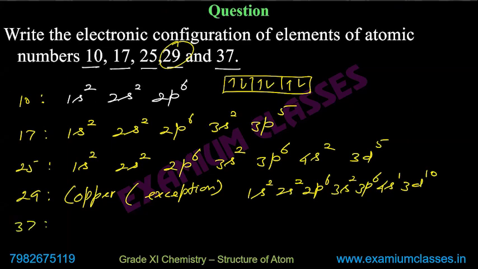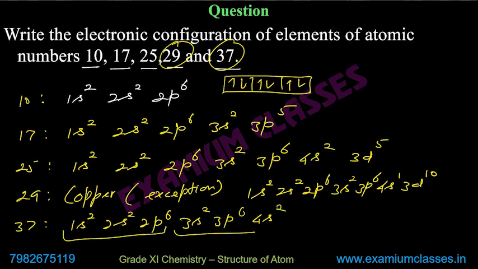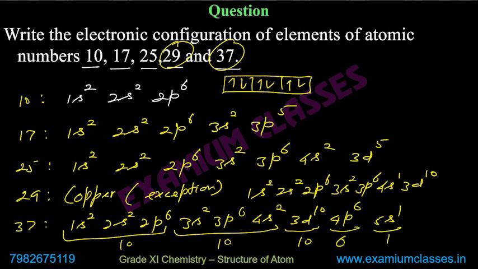So for 37: 1s2, 2s2, 2p6, 3s2, 3p6, 4s2, that is 20. Then 3d10, that is 30. Now you have 7 only. So it will be 4p6 and 5s1. 37. Good. So you need to remember the above principle, at least till 5s to start with, and after that you can move further.